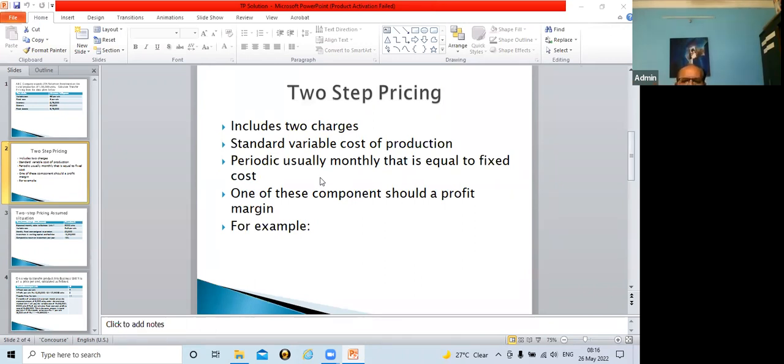Up to this, any doubt? It includes two charges. The first is standard variable charge and the second one is fixed charge. And then we add a profit margin, whatever percentage, 10%, 15%, that profit we add. So up to this, any doubt, any confusion?